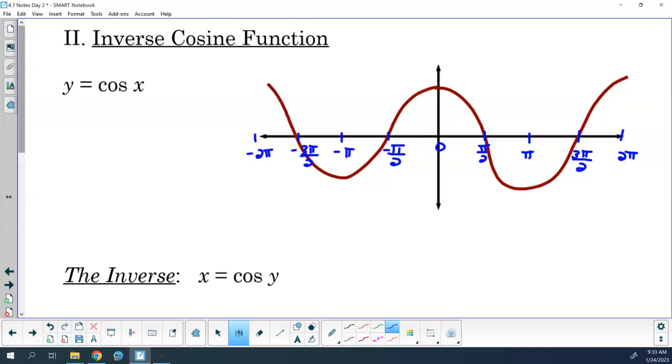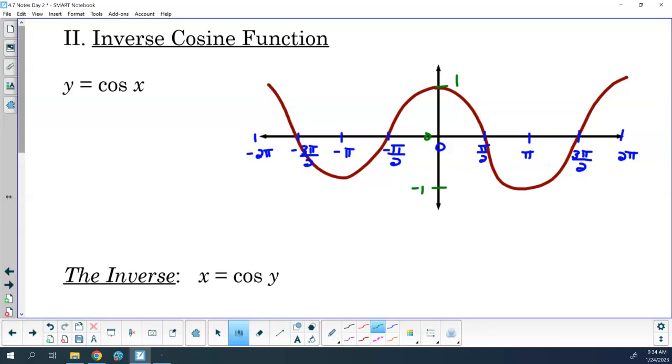Right? Vertically, what is it in between? Between 1 and negative 1. Okay? Domain, all real numbers. Range, in between negative 1 and positive 1. All that. Okay? Now, refreshing from Friday.